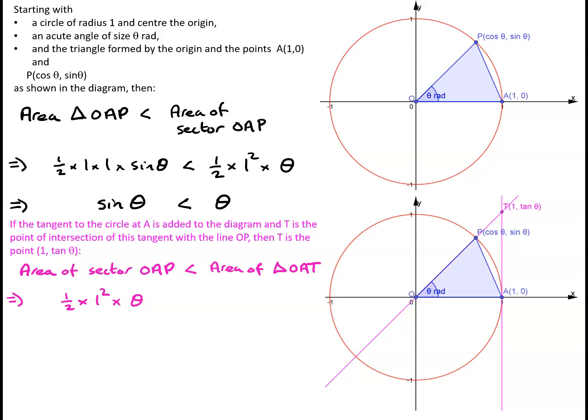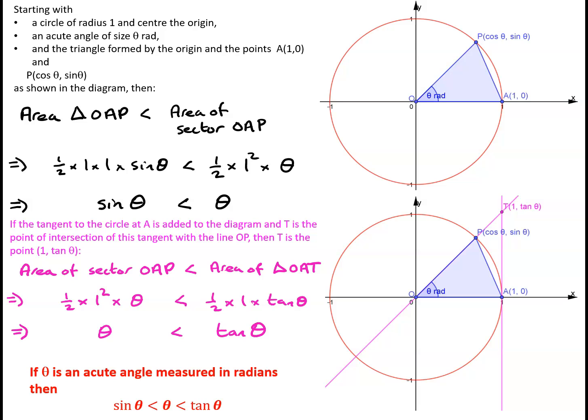The triangle OAT is a right-angled triangle with a base of 1 and a height of tan theta. So the area of triangle OAT is a half times 1 times tan theta. And this now simplifies to give me the inequality theta is less than tan theta. So putting the two results together, we now know that if theta is an acute angle measured in radians, then sine theta is smaller than theta, is smaller than tan theta.